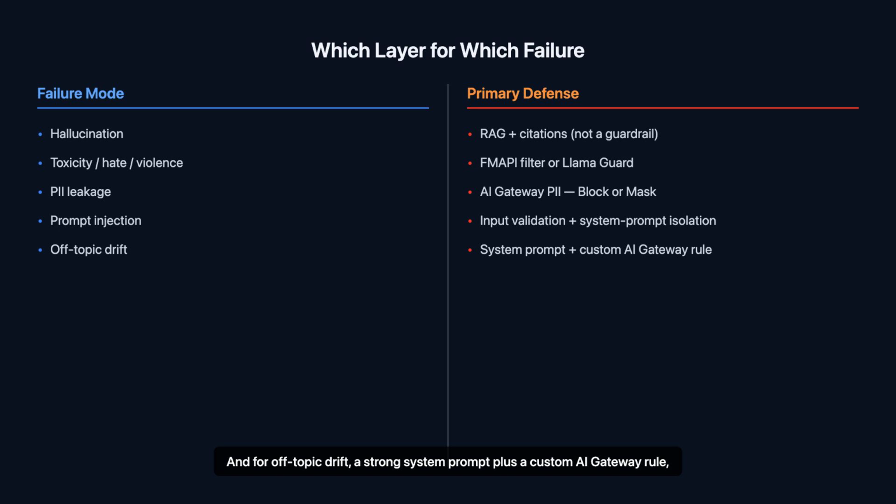And for off-topic drift, a strong system prompt plus a custom AI gateway rule, because Llama Guard only checks safety categories and won't notice that your museum bot is now giving legal advice. When you encounter a specific failure mode, match it to its primary defense layer.